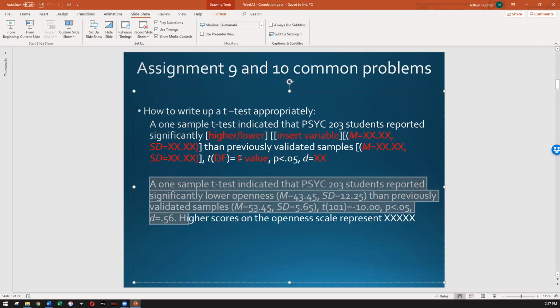You'll also have to do this for assignment number 11 when you write up your correlation output, or your correlation test. Please just follow the framework that we give you. Are there any questions so far about things that I talked about for assignment number 10? You're going to have to incorporate some of these things into your write-ups for your final paper.